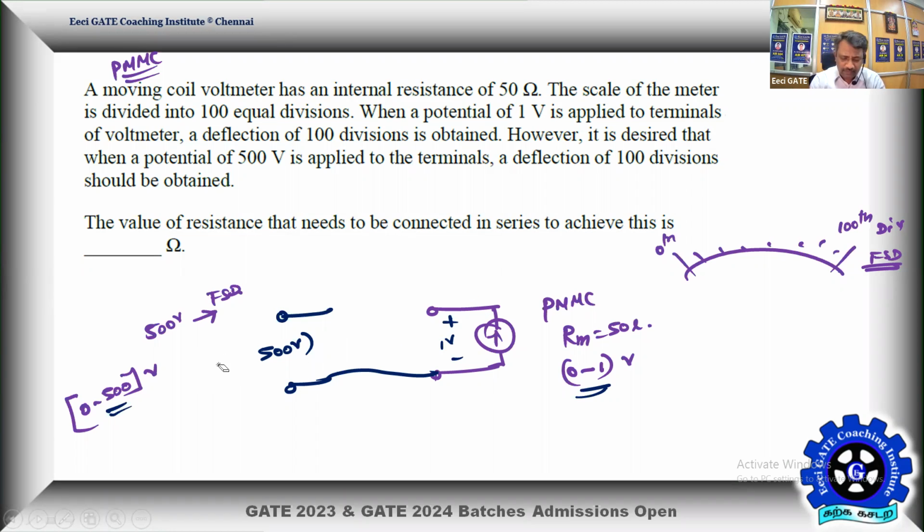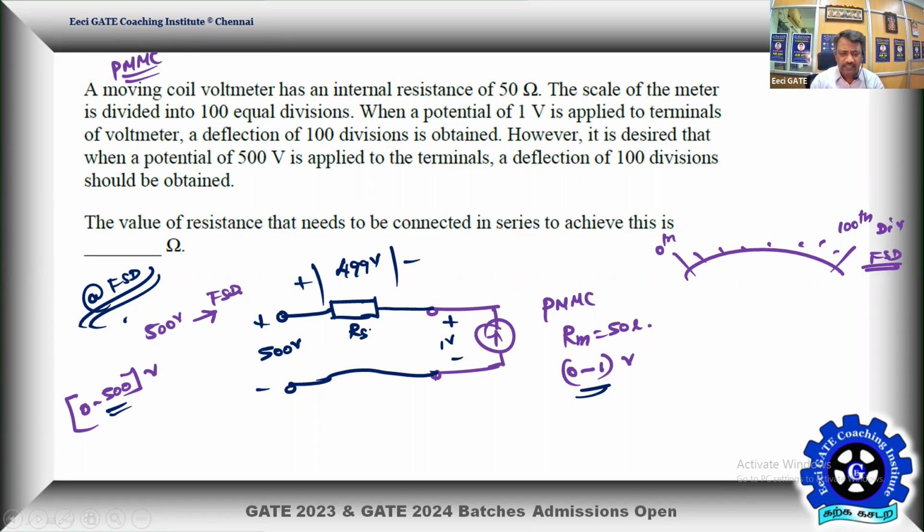So I'm setting the problem at full scale deflection straight away. At full scale deflection, the instrument demands only 1 volt, but we are supplying 500 volt. That means the instrument cannot withstand 500. So we need voltage bypassing, and it has to be a series resistance. The potential division should take place. We need to bypass the remaining potential, 500 minus 1, which is 499 volt. That's what we call R series, or a series multiplier.